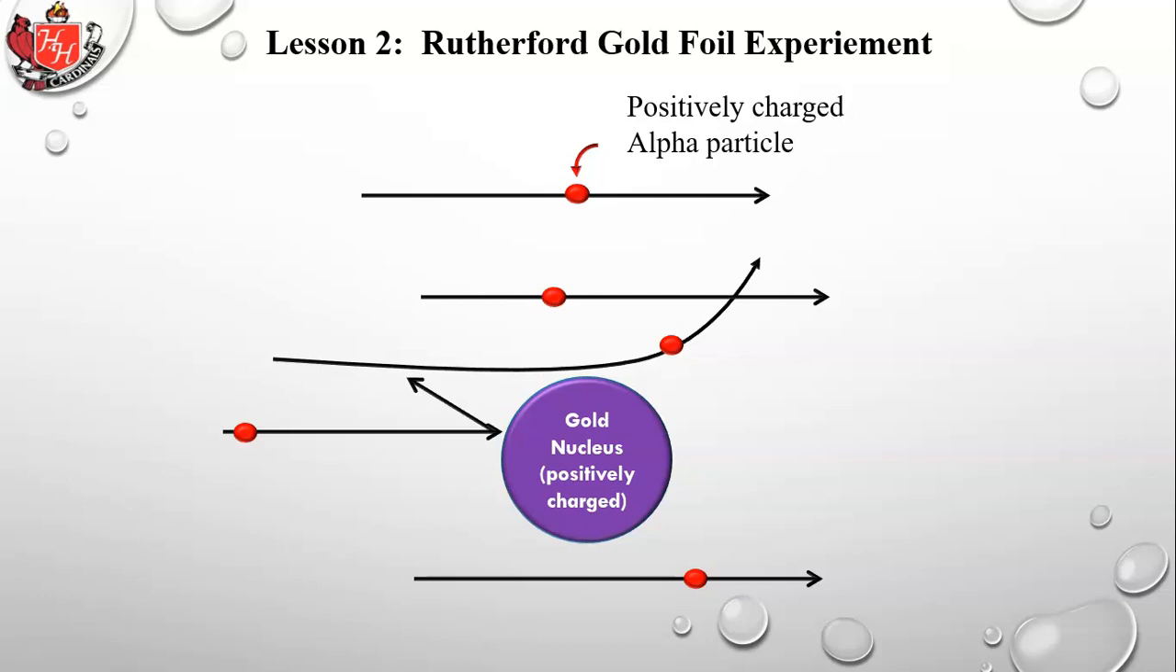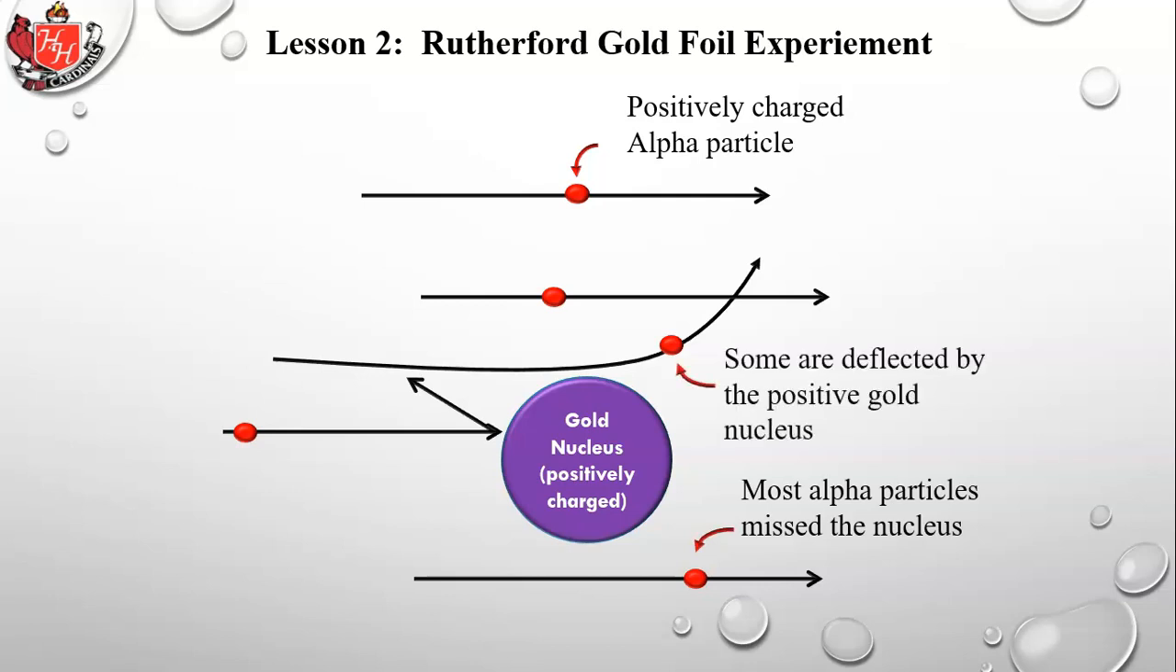It'll kind of push it away. But every once in a while, one of those alpha particles is going to hit dead on, just hit straight on to that nucleus, and it's going to bounce back. So most alpha particles miss the nucleus. Some are deflected by the positive gold nucleus, and a few hit directly and bounce back. So that told Rutherford that most of the atom must be empty space.